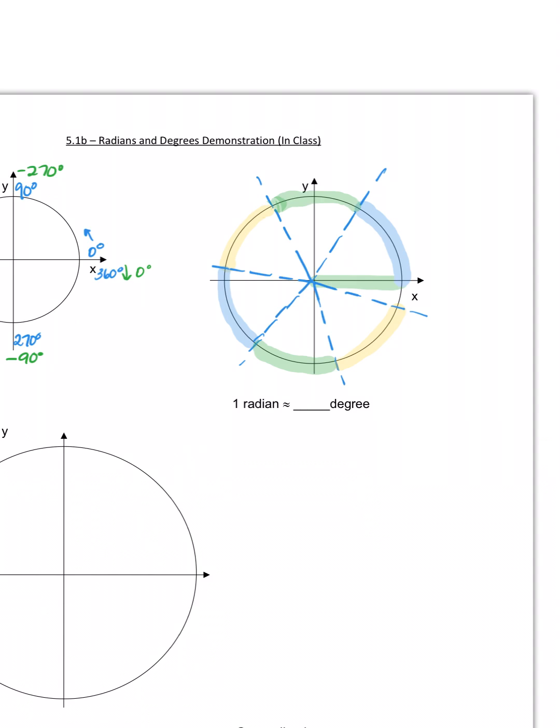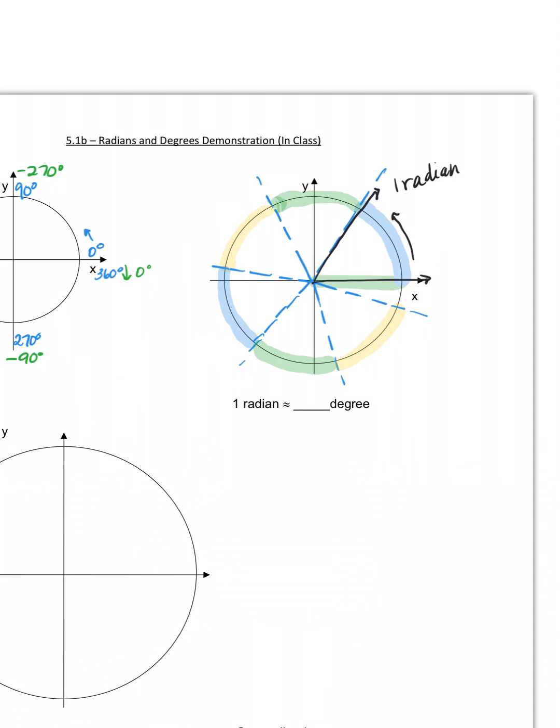All right, so what we have here, this measurement from the origin, if I took an angle and went from here to my dotted line, this angle measurement is called 1 radian. 1 radian, okay? So essentially the radian is the length of a radius along the arc of the circle.